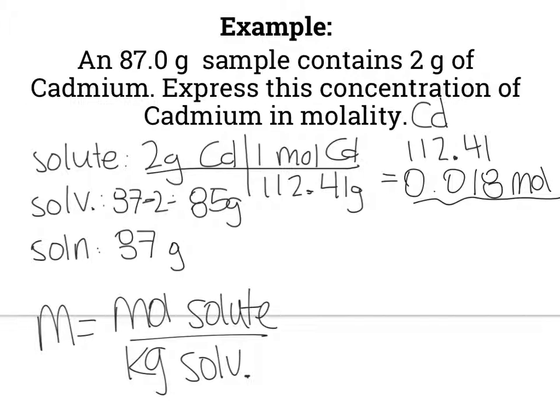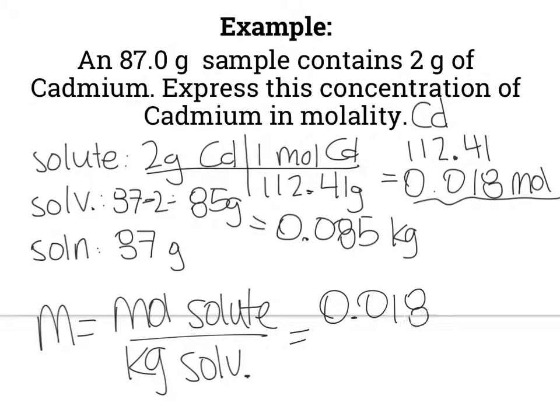87 grams is, I'm sorry, we're not using that. Our 85 grams will equal 0.085 kilograms. You can just move your decimal 3 spaces to the left or divide by 1,000. That means our molality is 0.018 over 0.085, which equals 0.21 mole.